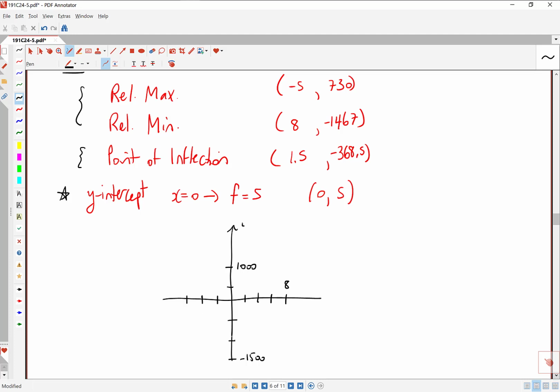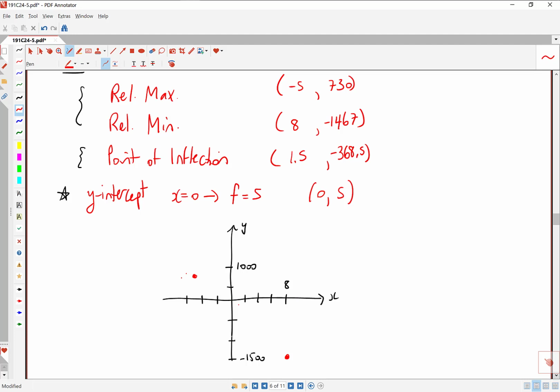And then always good to label the axes as well. Okay, so we got our scale on there, we got our axes on there, and let's just start to plot some points. So -5, 730 would be about here. 8, -14,67, let's say is about there.